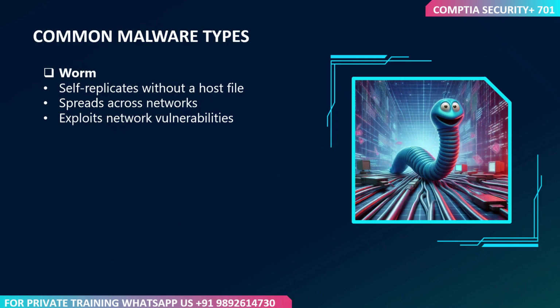Next, let's talk about worms. Unlike viruses, worms don't need a host file or program to spread. They are self-replicating. That means once they get into your system, they can copy themselves and spread to other computers all on their own. They often exploit network vulnerabilities, which makes them especially dangerous in corporate environments.